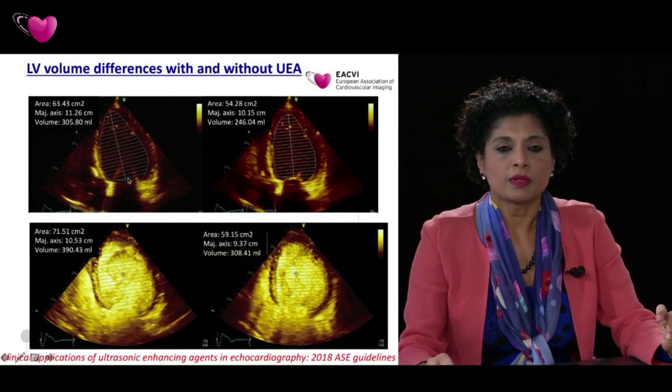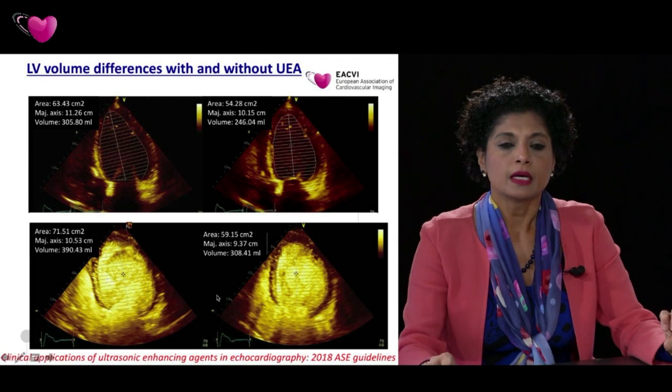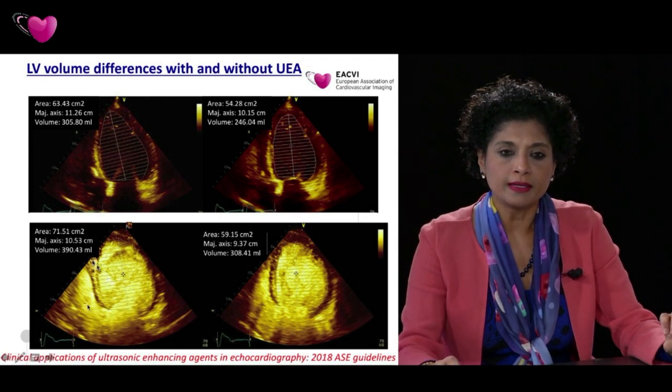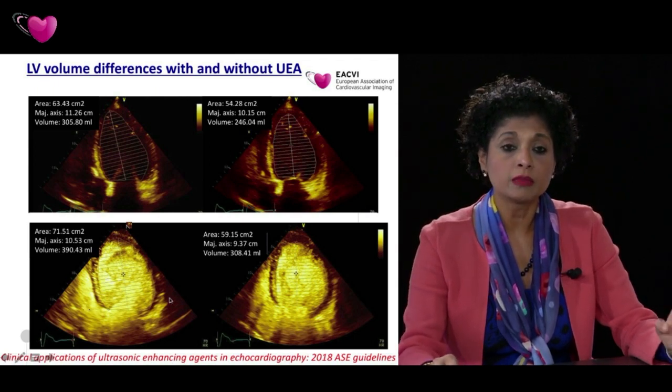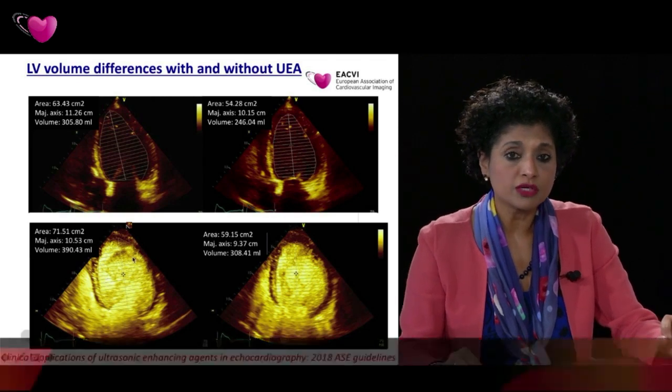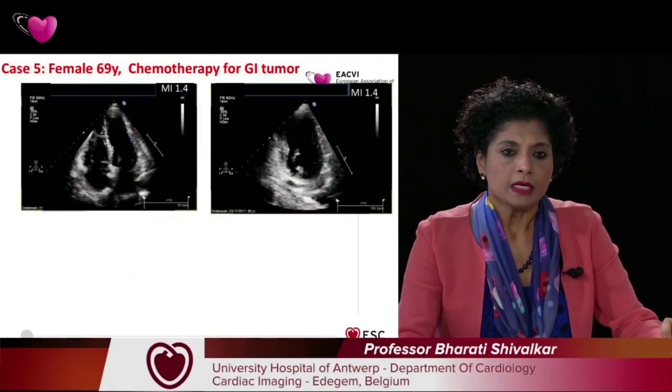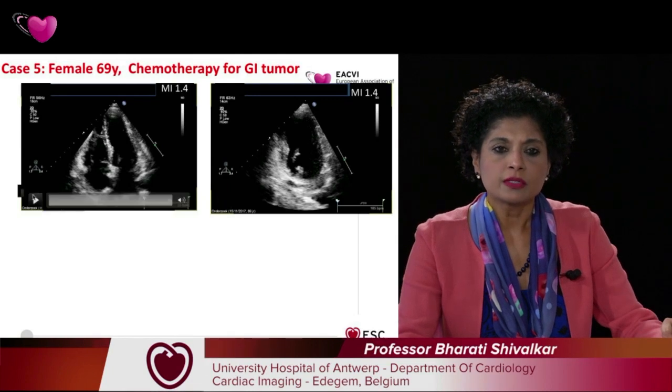So here's an example. On the top you have end-diastolic and end-systolic images, and down here, again, the contrast enhanced, and you see clear delineation of the compacted myocardium, the reason why the volumes are much higher. This is an example just for illustration.